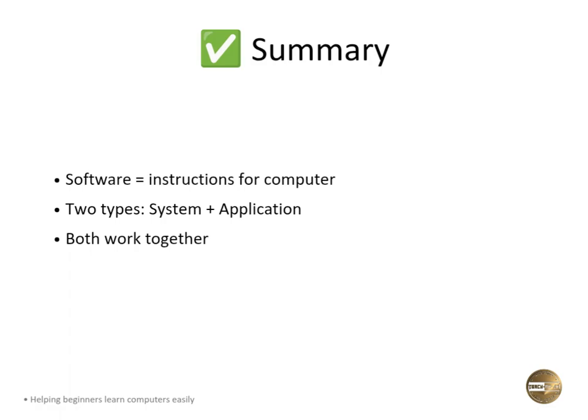Now let's quickly summarize. Software equal to instructions. Now two types of software, one is system and application. Both are needed for a computer to work.